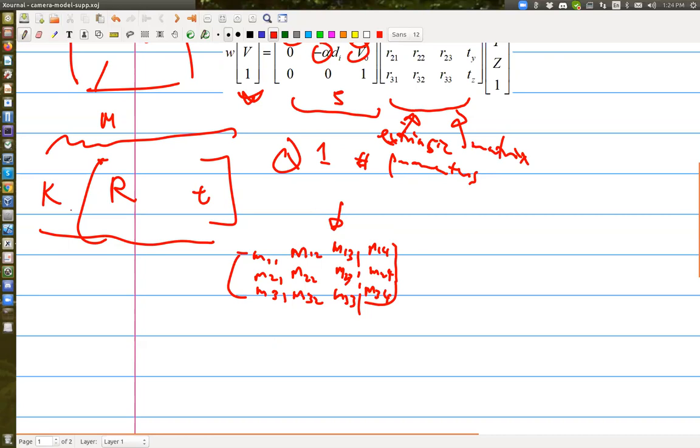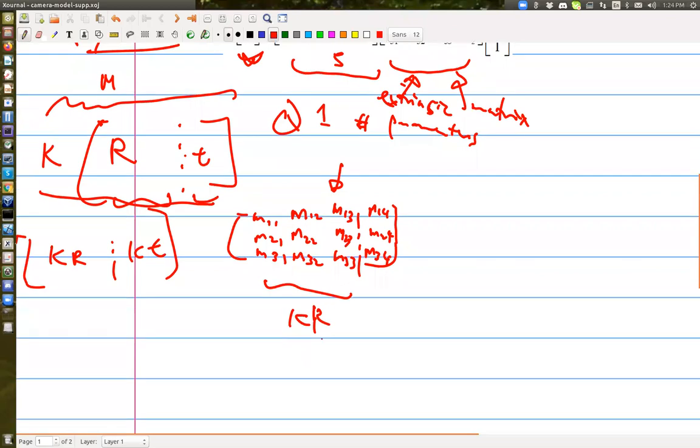Then this one, I basically have: this is a 3x3, R is 3x3, this is 3x1, right? So I multiply this together. I have KR and KT here, right? So therefore this is equal to KR, right? Now because R is a rotation matrix, it's orthogonal, meaning that R transpose R is equal to identity, and K is an upper triangular matrix, right?